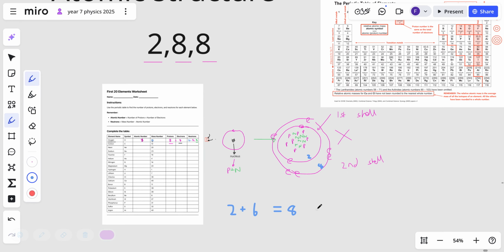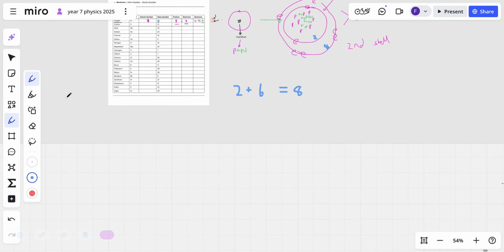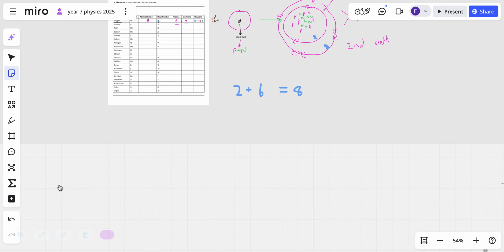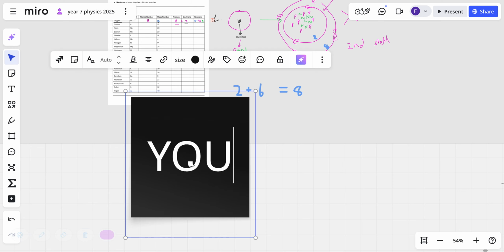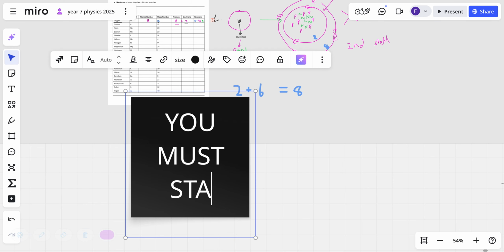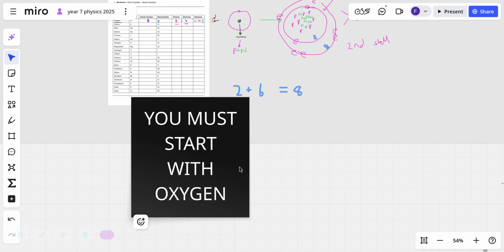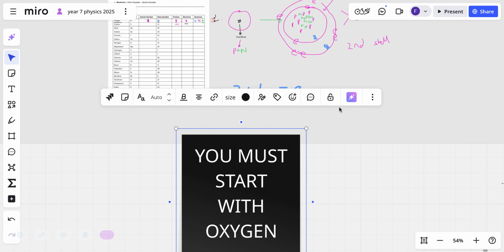As much as I've done oxygen, you must start with oxygen. All right. Let's make this really big. Actually, do you know what? I'm going to use one of these. You must start with oxygen. This has lots of steps, and this is generally tough for students. Now, I've been talking about it for 9 minutes.